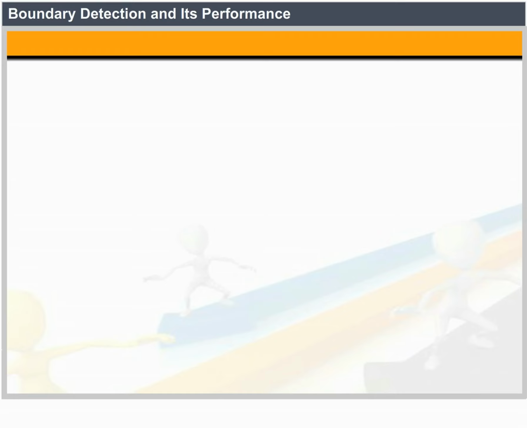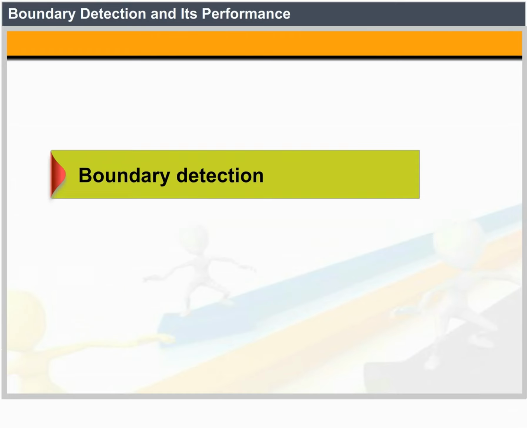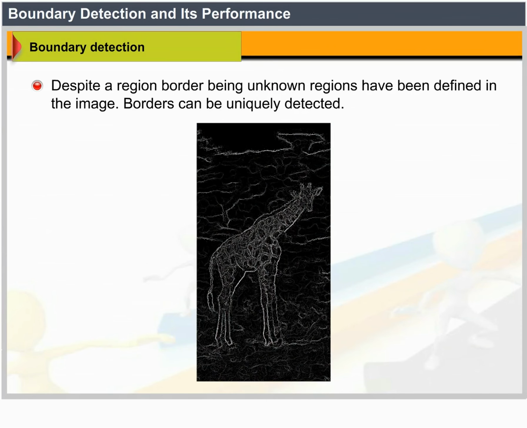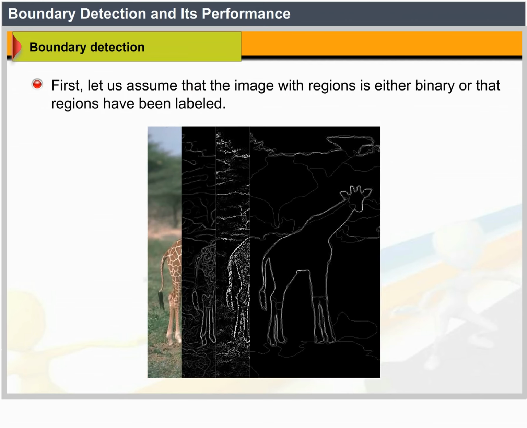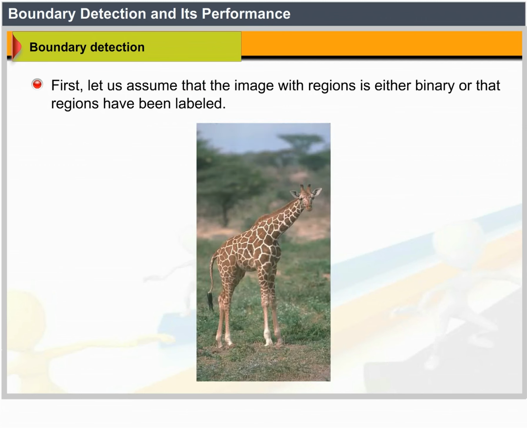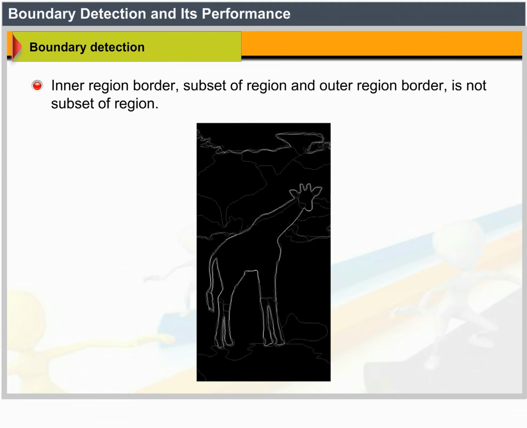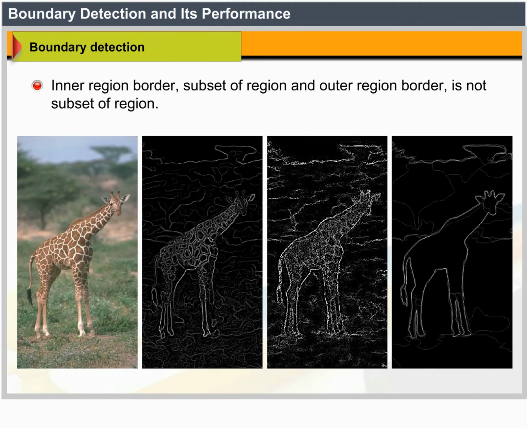Boundary detection and its performance. Boundary detection. If a region border is not known, but regions have been defined in the image, borders can be uniquely detected. First, let us assume that the image with regions is either binary or that the regions have been labeled. The inner region border is a subset of the region, and the outer region border is not a subset of the region.